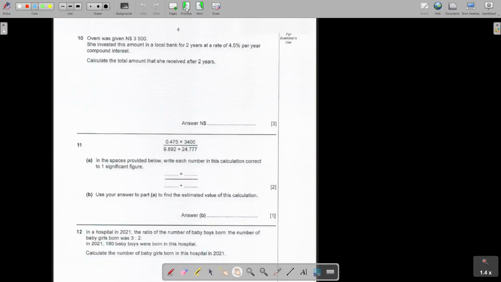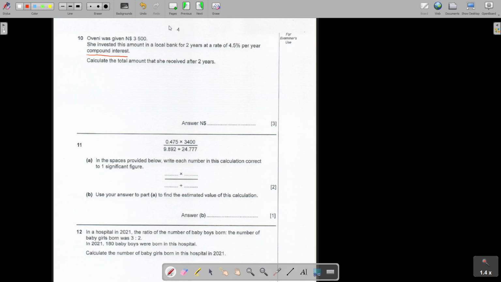Question number 10. Uveni was given 3,500. She invested this amount in a local bank for 2 years at a rate of 4.5% per year compound interest. Very important. Calculate the total amount that she will receive after 2 years.